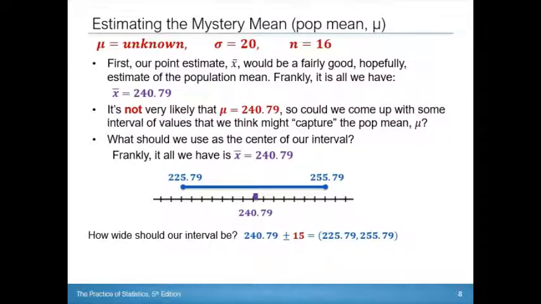Again, we would like to make sure that we're capturing the true mean. So we might want to go even wider. But the problem is that the wider we go, the less useful the estimate and resulting confidence interval is. And the next slide sort of demonstrates that.